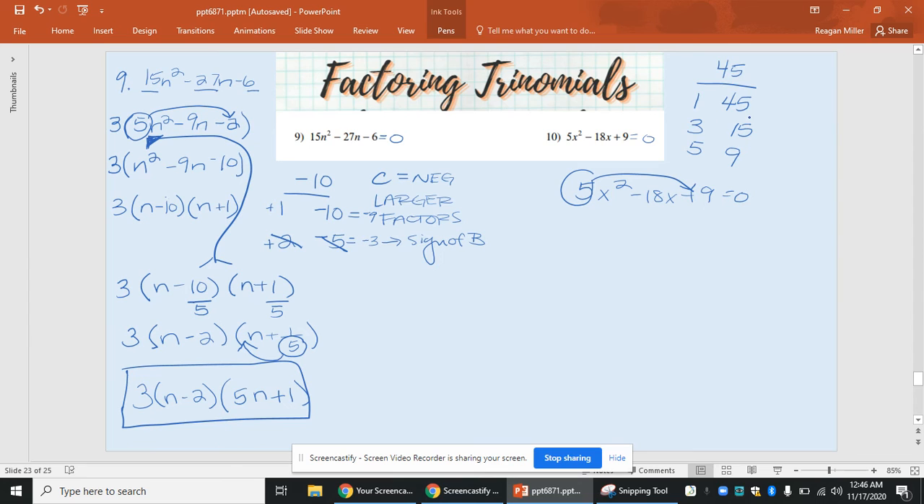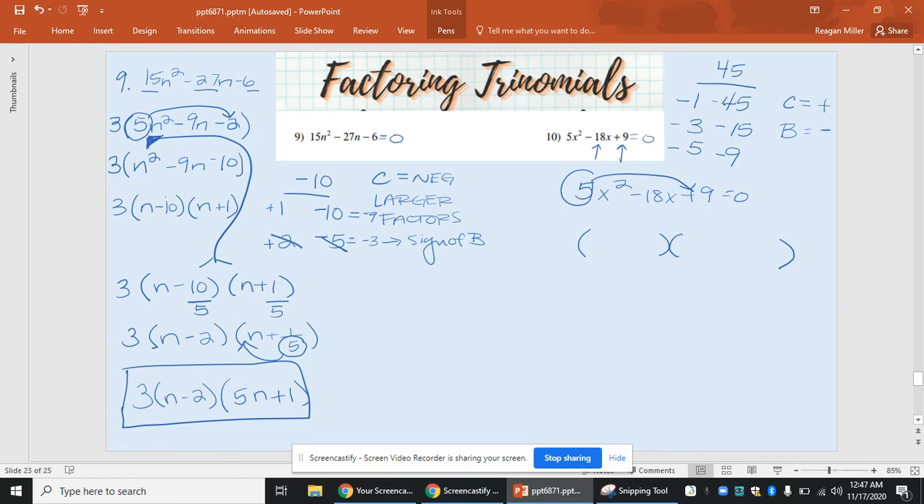So they need to multiply to give us a positive number, a positive 45. And they need to add to give us a negative number. If you watched my last video, I told you that if C is positive and B is negative, which means here, this is your B value and this is your C value, then that means that it factors into two binomials where both of them will be negative. You got all negatives for this one.